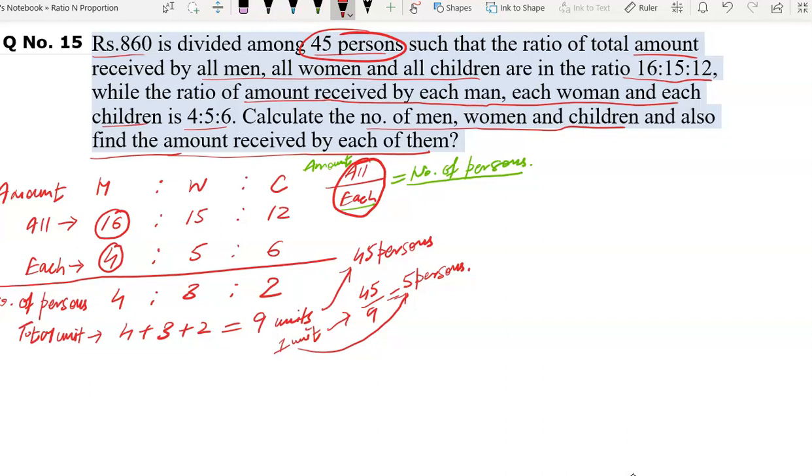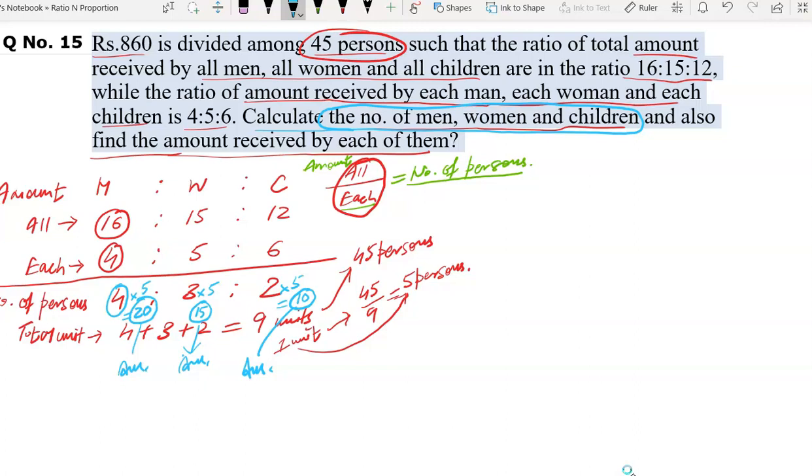Now the number of persons, men is how much? Men is 4. So 4 into 5 will give us 20. 3 into 5 will give us 15. And 2 into 5 will give us how much? 10. So we have got one answer, that is calculate the number of men, women and children. So the total number of men, women and children is 20, 15 and 10.